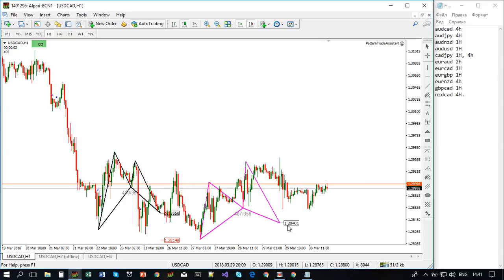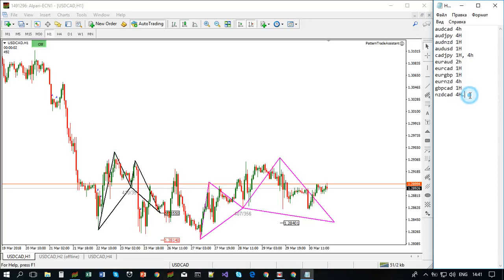USD Canadian, here's the cipher pattern, and it is still valid, although this CD lag turns into some weird lag. It is still valid. USD CAD, it is 1 hour.